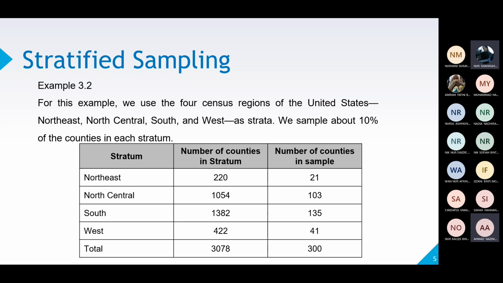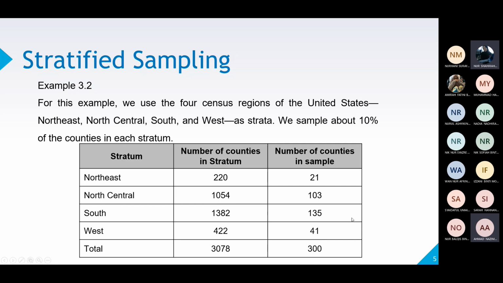But in this case, if we use stratified sampling, we can divide the counties into strata, and then we can randomly select counties from each stratum. So by using this, we can have a proportional representation for all strata. In this example, we take out about 10% of the counties in each stratum.